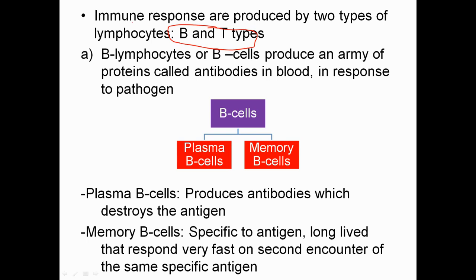B lymphocytes in humans are produced by bone marrow. Sometimes bone marrow is correlated with the B lymphocyte, but this is not the case. First of all, you need to understand that when B lymphocytes were first identified in Aves, they were extracted from the bursa of Fabricius.